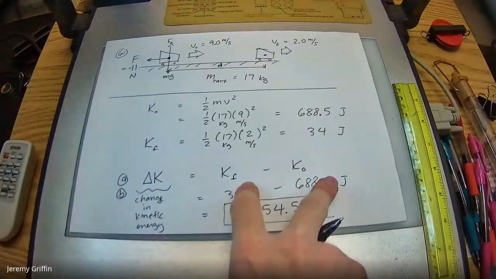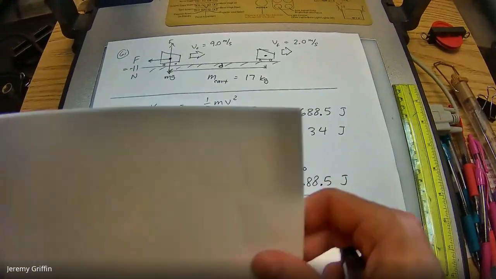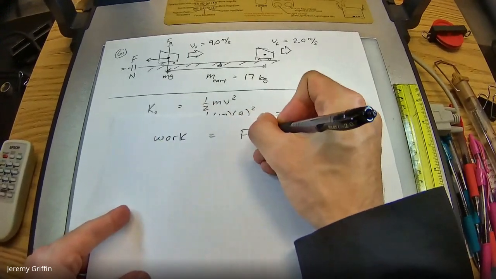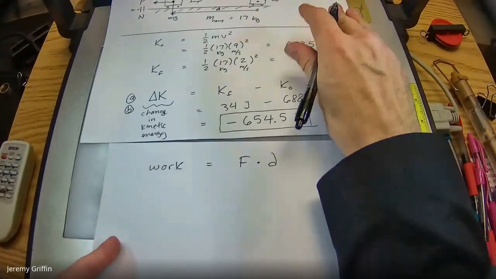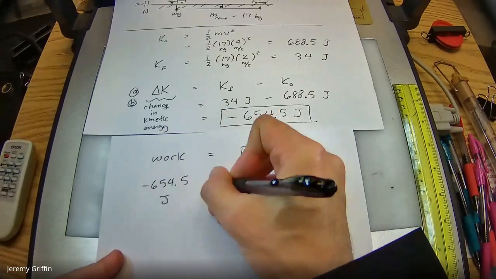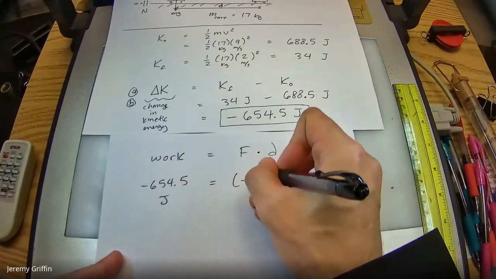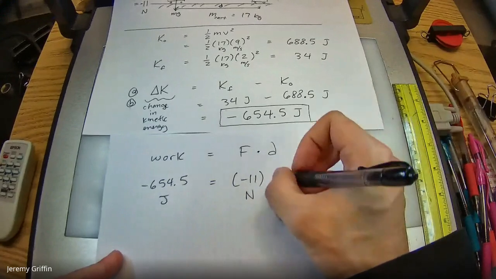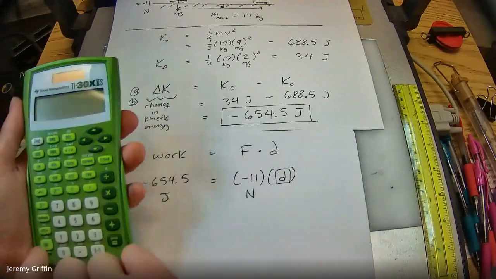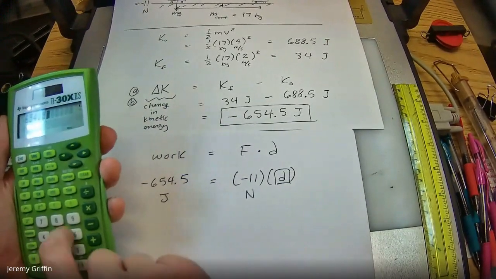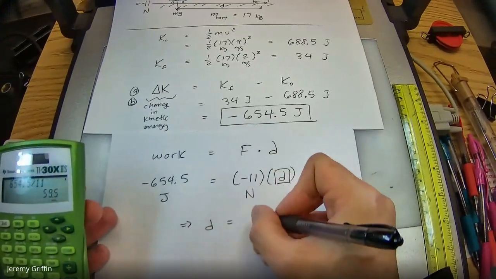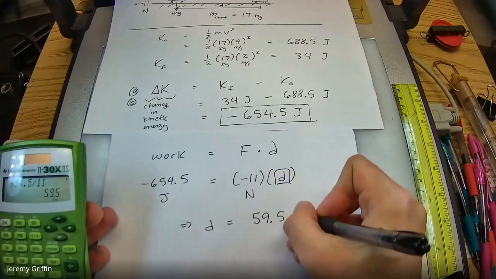So the fact that you know the change in kinetic energy, and the fact that it's the same thing as work, I'm going to finish off like this. Work is equal to force times distance. The work done is just this number, negative 600 and something joules. And the force, I wrote as this number, and your book has some force on the cart for some distance. All right, so what is 654.5 over 11? The negatives cancel, and I'm getting distance is equal to this many meters.